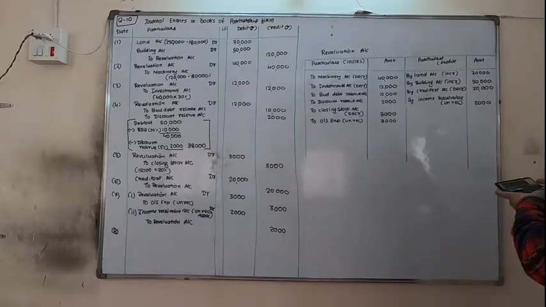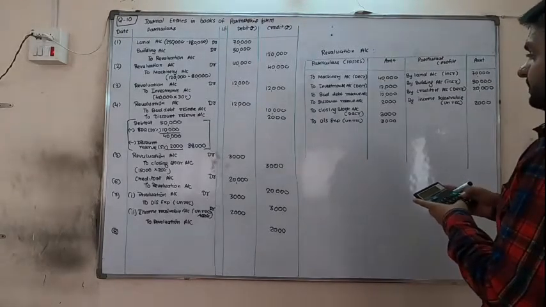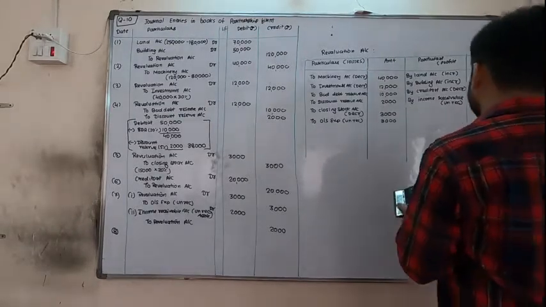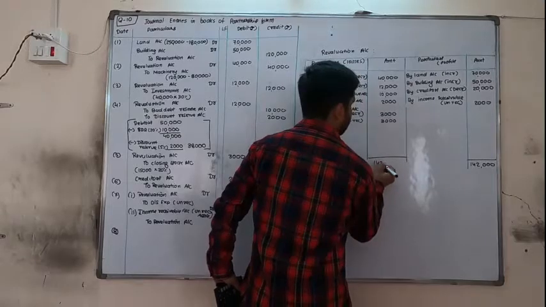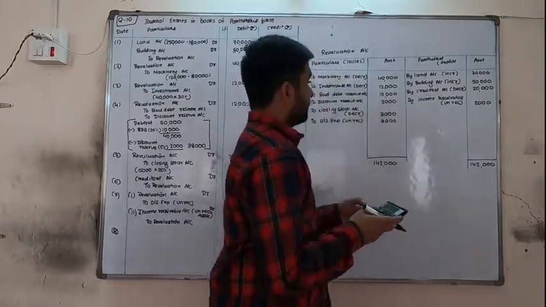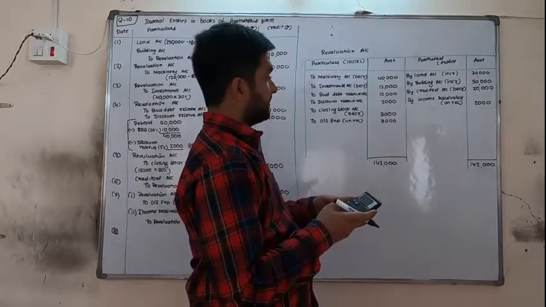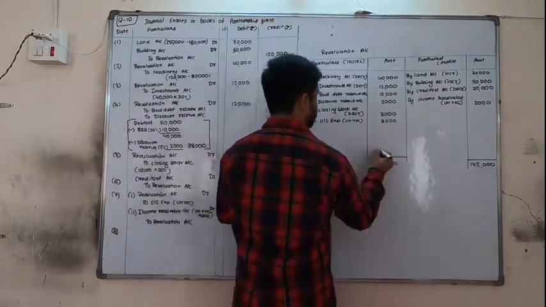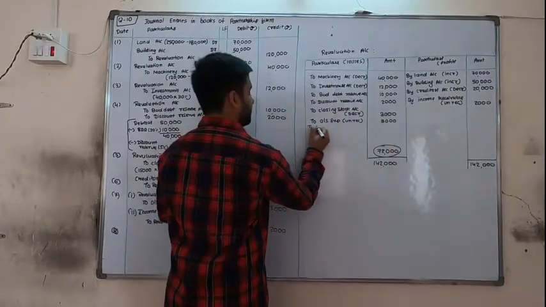First, let me take the credit side. 70,000, 50,000, 20,000, 2,000. On the credit side, it is 1,42,000. Debit side: 40,000, 12,000, 10,000, 2,000, 3,000, 3,000. It is 70,000. So credit is more. 1,42,000 minus 40,000 minus 12,000 minus 10,000 minus 2,000 minus 3,000 minus 3,000 is 72,000.